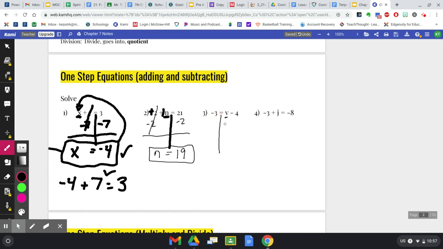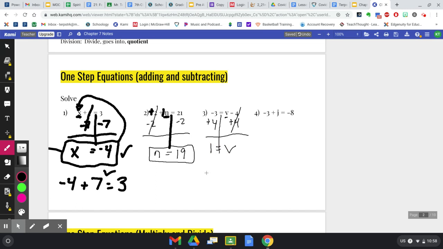Right, here's my variable. It's on the other side. That's fine. We'll isolate it over here. So I have this minus 4. The inverse of subtracting 4 is adding 4. Right, so I'd get v, right, because that cancels. Negative 3 plus 4 is 1.